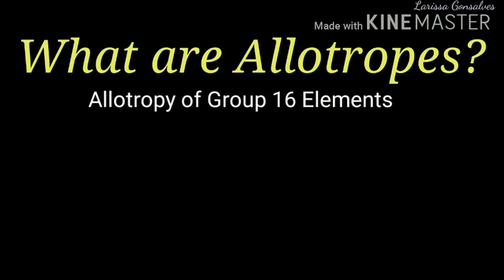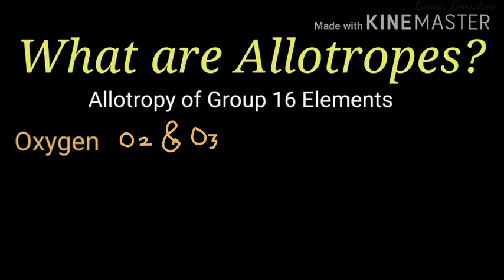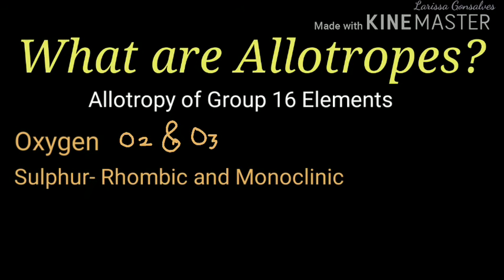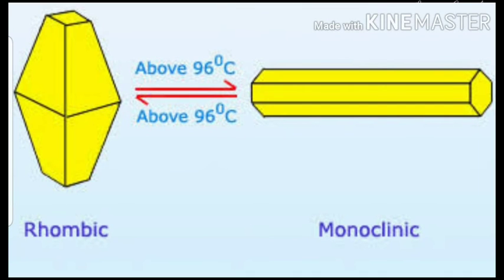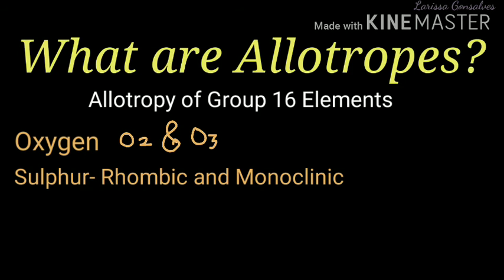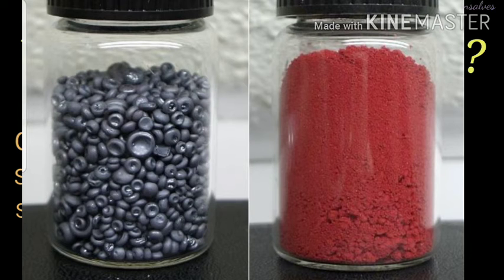Oxygen has two allotropes, O2 and O3. O3 is ozone. Sulfur has a number of allotropic forms. Some of the common allotropic forms of sulfur are rhombic and monoclinic sulfur. Both these allotropic forms of sulfur are non-metallic. Selenium also has two allotropic forms, grey and red. Grey selenium is metallic in nature while red selenium is non-metallic.